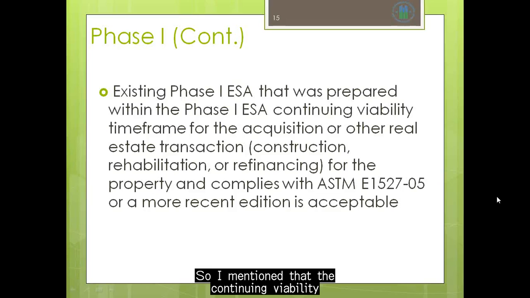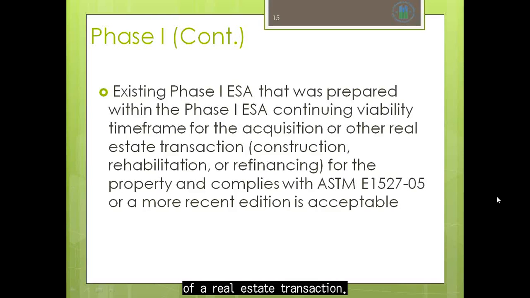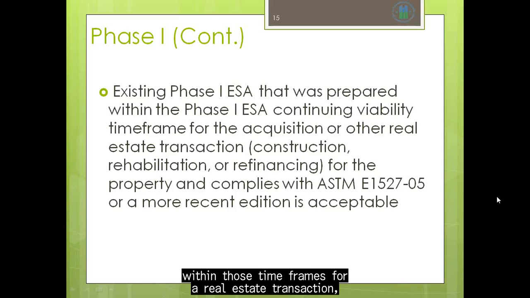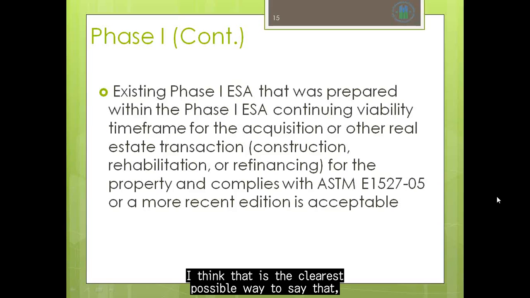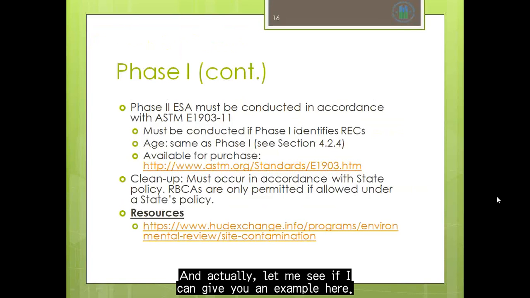So yes, here we are on our next slide that talks about it a little bit more. I mentioned that the continuing viability requirements within the ESA standard reference a real estate transaction, within a year of a real estate transaction. So what we did with the PRA program is to say that if you have an ESA that was prepared within those timeframes for a real estate transaction, it would be considered to satisfy the program requirement to have a Phase 1 ESA report. I think that is the clearest possible way to say that, but of course if you have questions about it, please ask them.